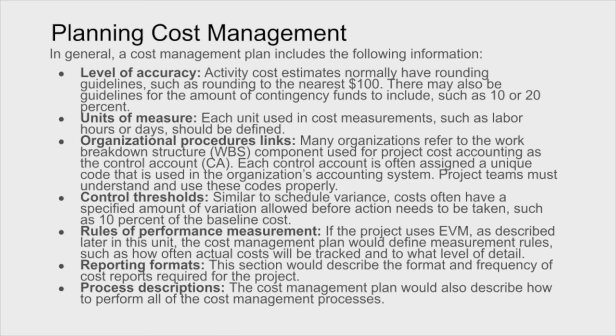What about the organizational procedures? Many organizations refer to the work breakdown structure component used in project cost accounting as a control account. Each control account is often assigned a unique code, so we can allocate costs to it. Some project teams really must understand the codes in order to allocate those costs. We also have control thresholds, which are similar to variance in schedules, and what we're trying to do is check the variance on the cost. So if it's allocated $10,000, how much cost is actually spent? It really shouldn't be any more than a percentage over the baseline cost.